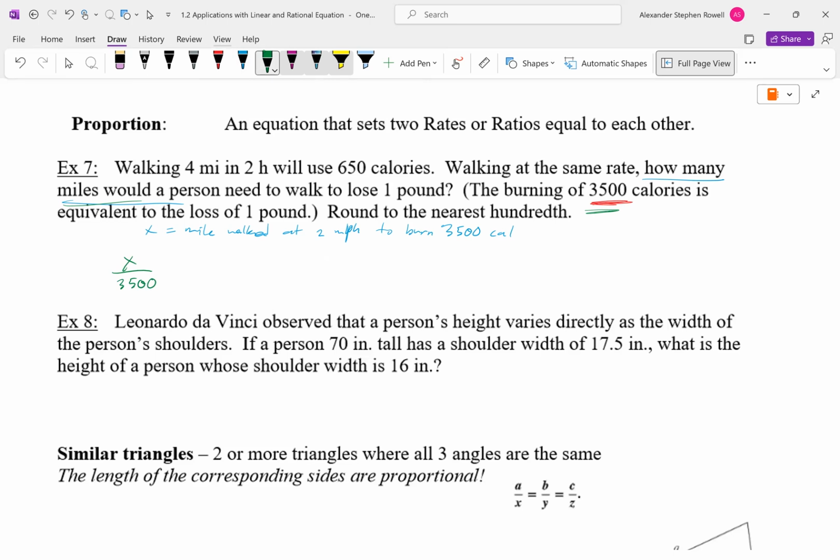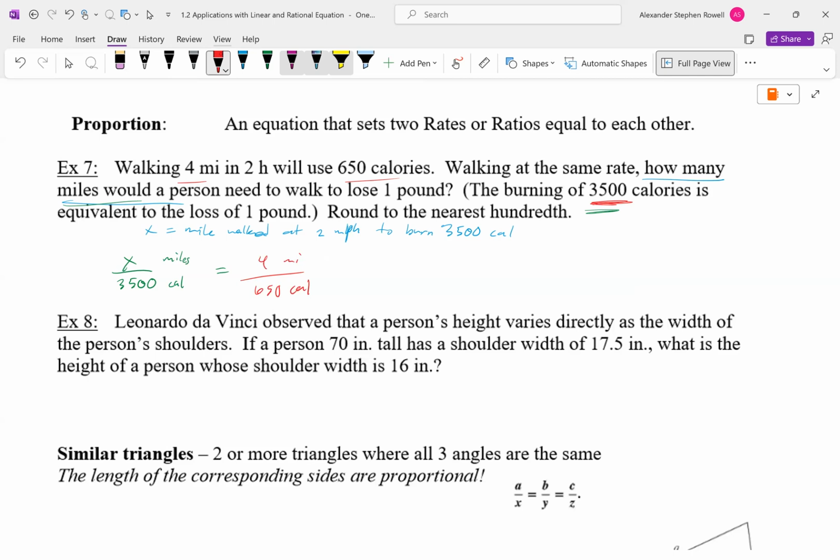That makes sense? Let me include units. Miles, calories. I want to compare the same thing in the previous equation, which would be what miles with what calories? 4 miles, 650 calories. So miles both need to be on the top, calories need to both be on the bottom, or I could flip them both. I'd prefer X to be in the numerator because I want to solve for X. Okay, how would you solve this?